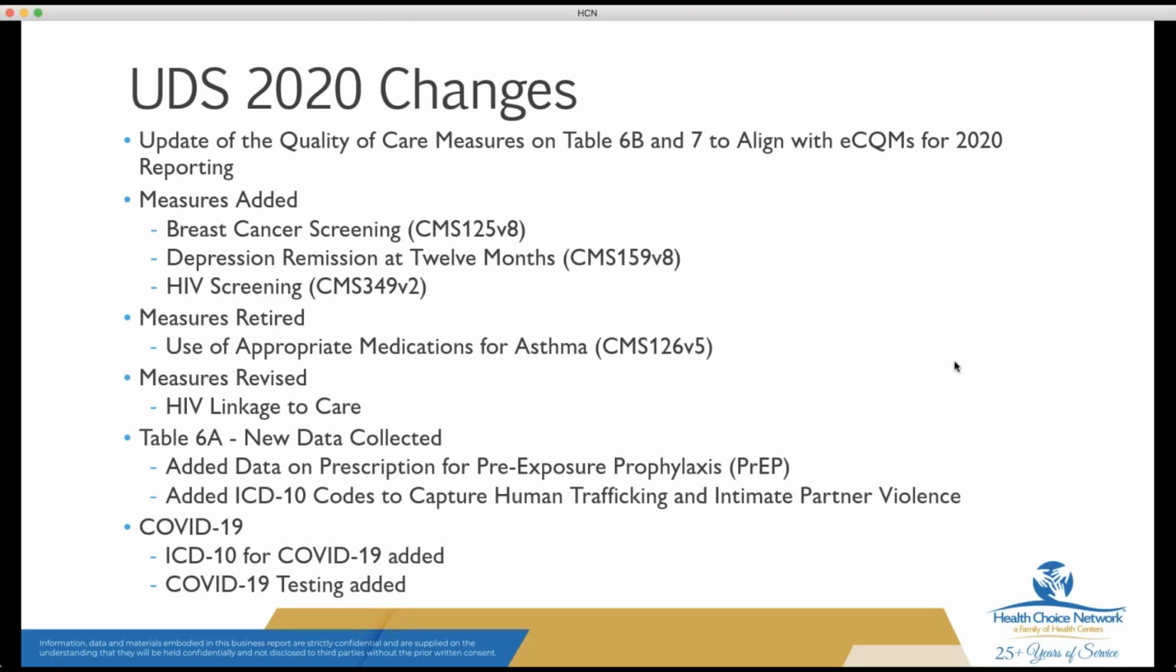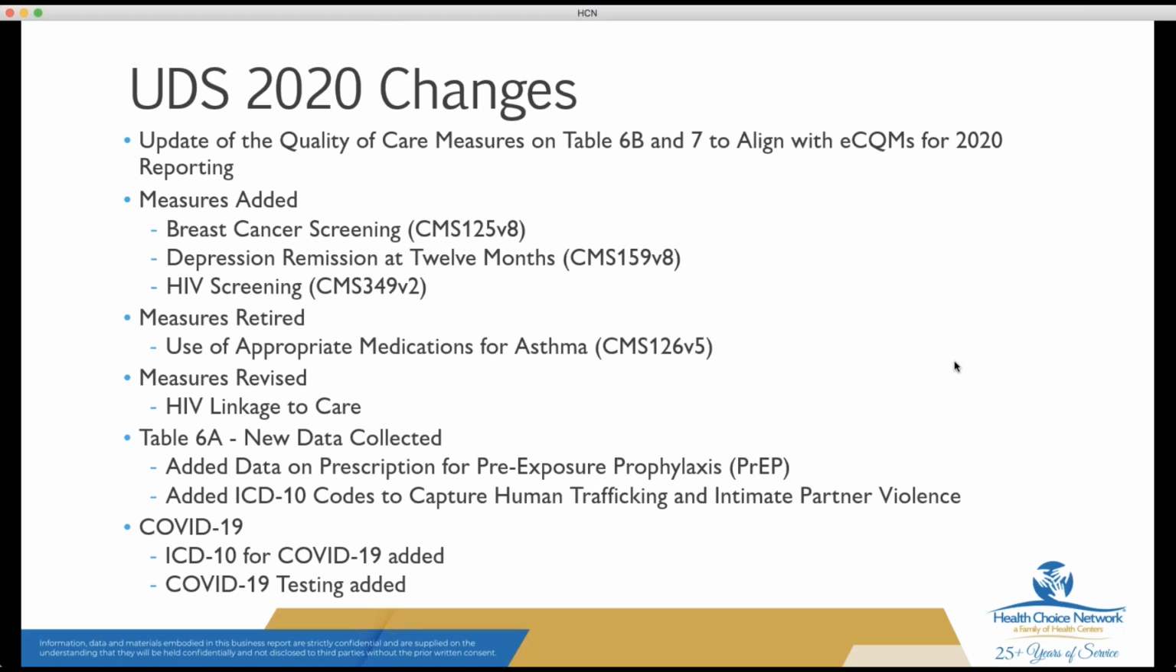So we're very familiar right now with what has been added to 2020. HRSA released this information earlier on in 2020. I think it may have been around the mid-year mark when they had shared the approved changes. So as always, they'll continue to update the aligned quality of care measures that you see on table 6B and 7 with the ECQMs, and so that has been updated for 2020 reporting.